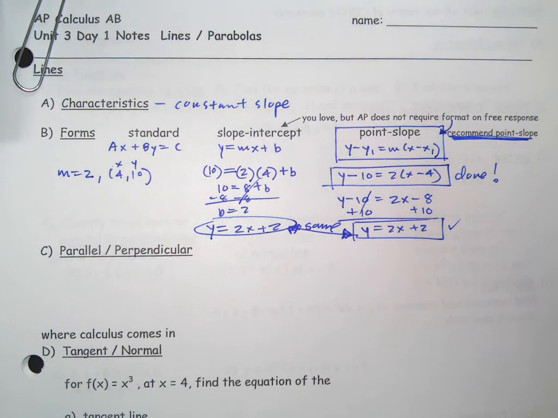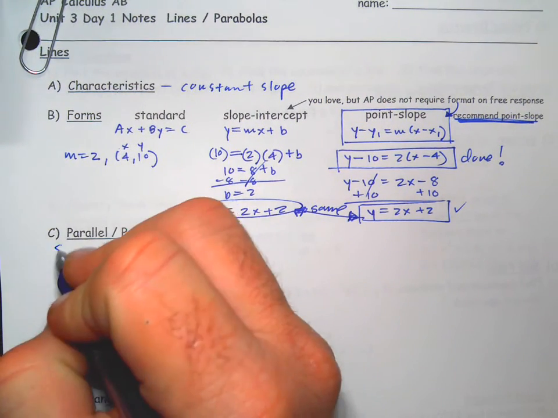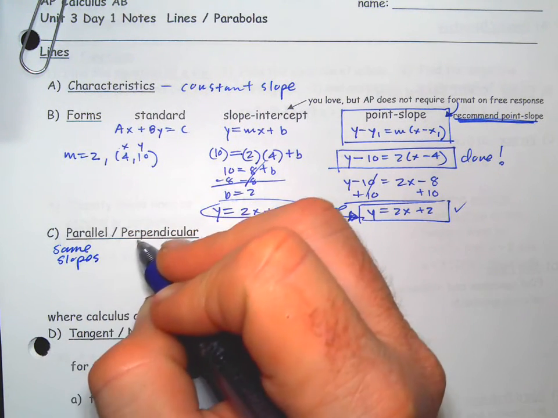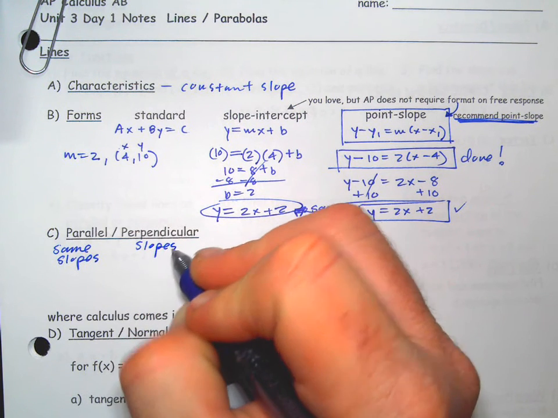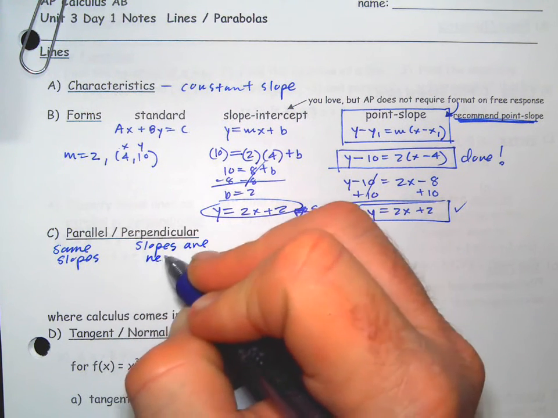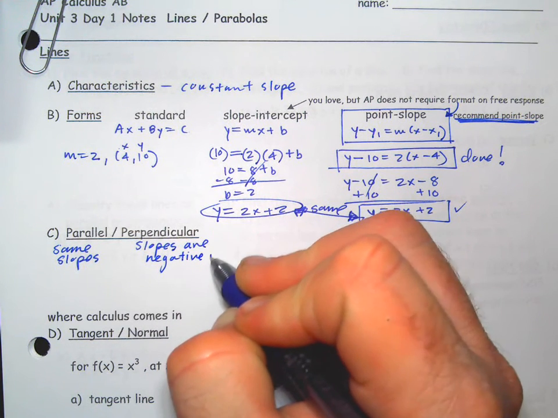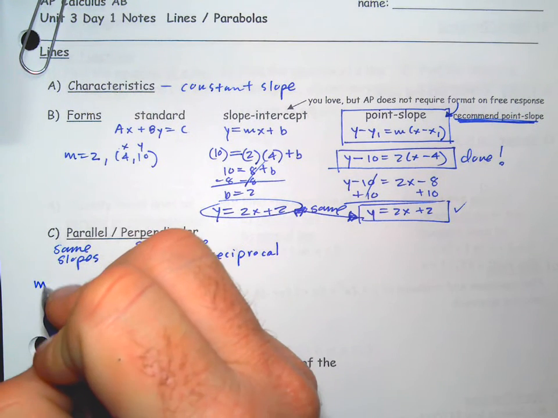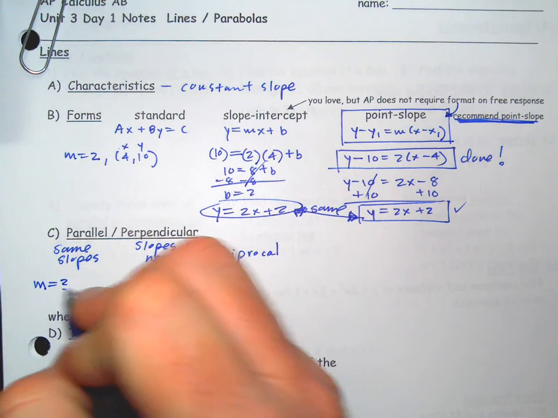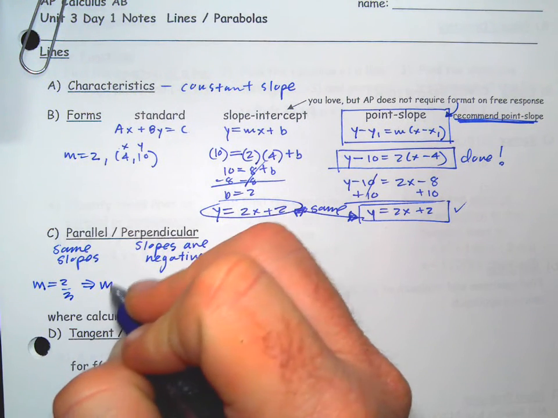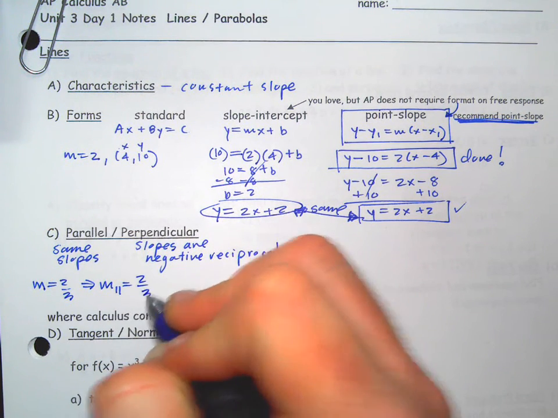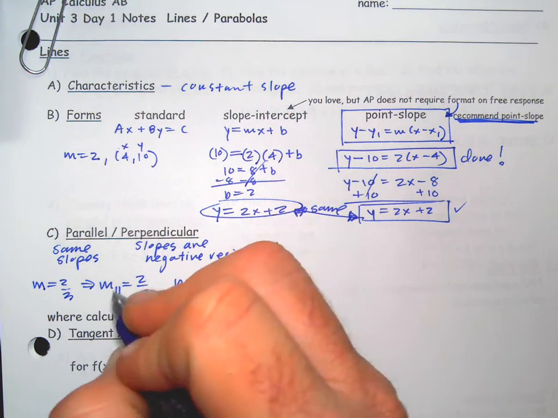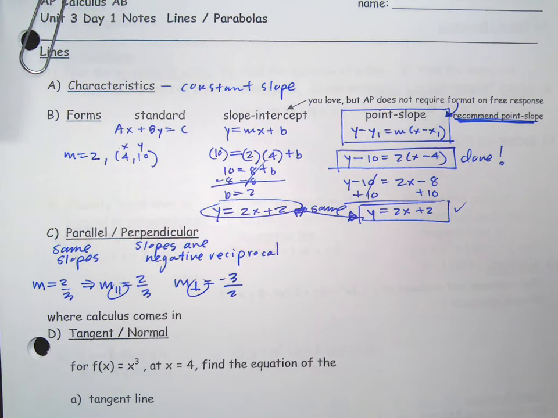So parallel lines, perpendicular lines. Parallel lines have equal, same slopes. They never intersect. Perpendicular slopes are negative reciprocal. So, for instance, if you had a slope of 2/3, then the parallel slope would be 2/3, and the perpendicular slope would be negative 3/2. Those are, by the way, shortcut notations for parallel and perpendicular that you guys should have seen before.